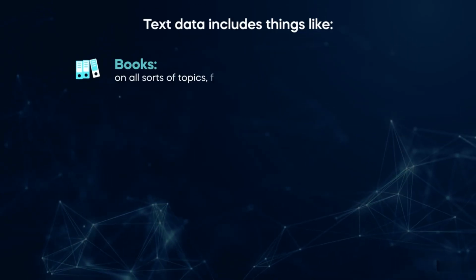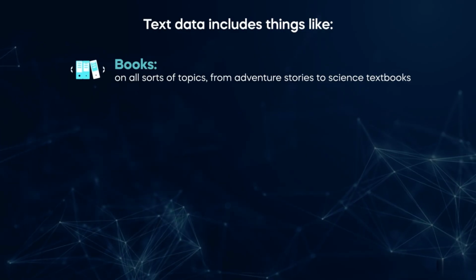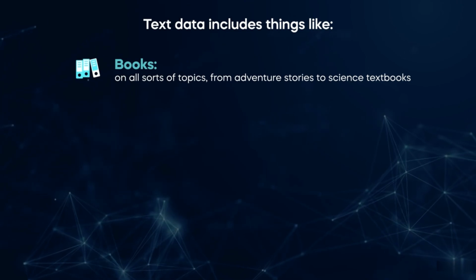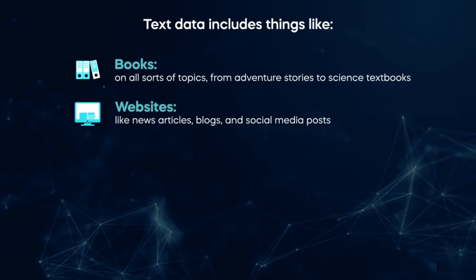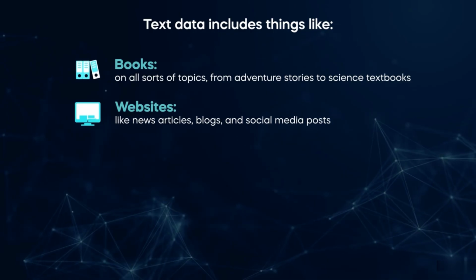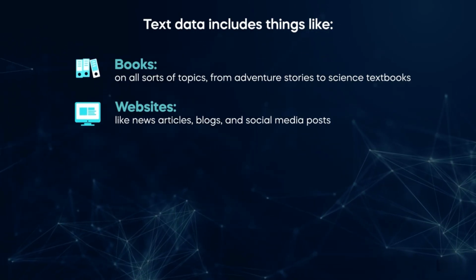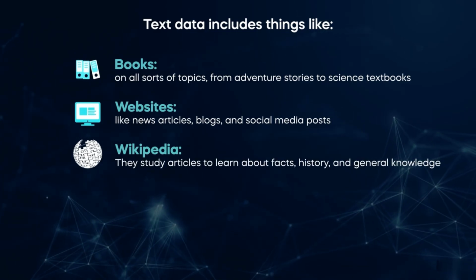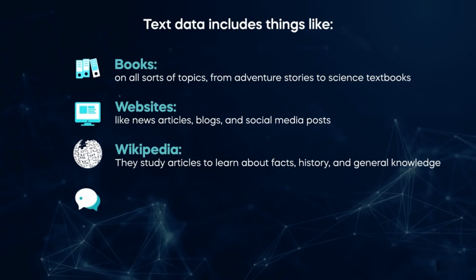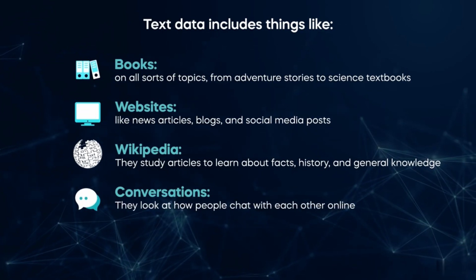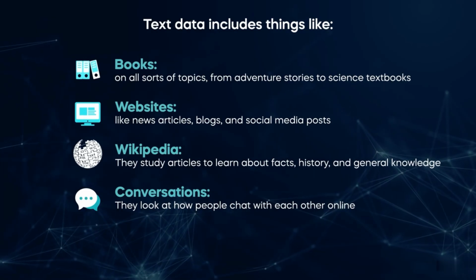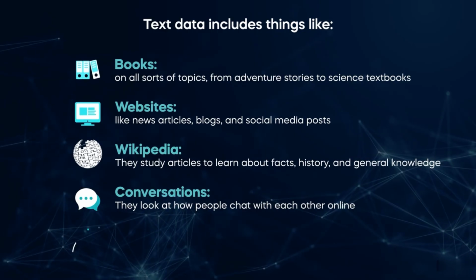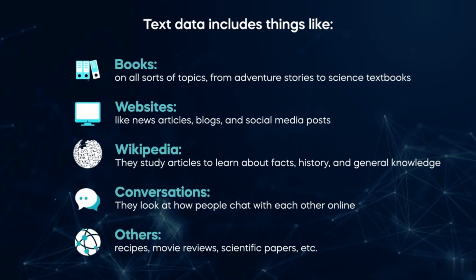This text data includes things like books, so large language models will read tons of books on all sorts of topics, from adventure stories to science textbooks. They also go through websites like news articles, blogs, and even social media posts to see how people talk online. They study Wikipedia articles to learn about facts, history, and general knowledge. They also look at how people chat with each other online to understand how language is used in everyday communication. There's also a few other bits that they'll go through, like recipes, movie reviews, and scientific papers.